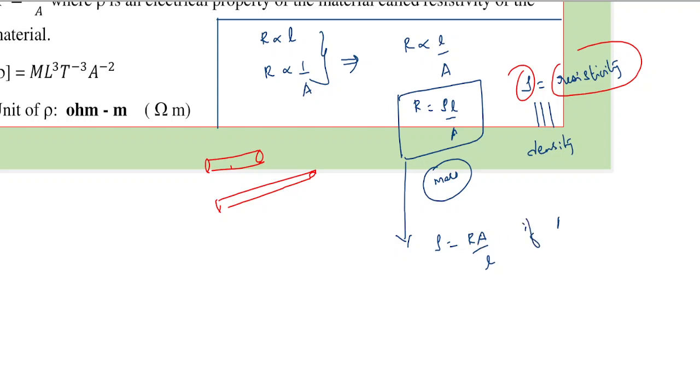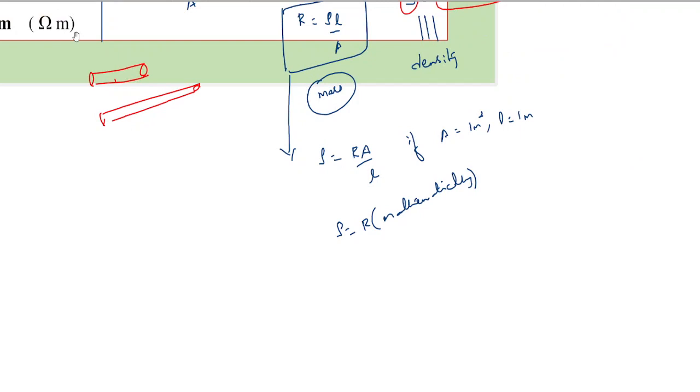If we make both A as one unit and L as one unit, which means A is made 1 meter square and length is 1 meter, then rho is equal to R mathematically, because physically it is not possible. So rho is equal to R mathematically. So we can define saying that resistivity is the resistance offered by a material of unit length and unit area of cross section. So when we make both A and L as one unit, then rho becomes resistance.